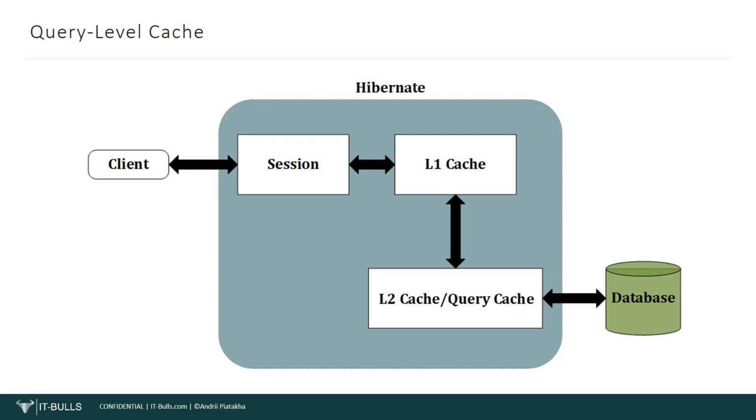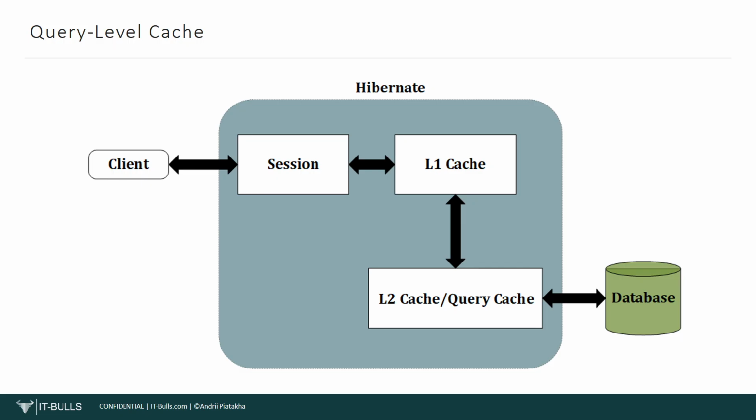Let's now talk about query-level cache. The query cache can be configured in Hibernate. The query cache is responsible for caching the results of queries. Note that the query cache doesn't cache the state of the actual entities in the result set. It caches only identifier values and results of value type. So the query cache should always be used in conjunction with second-level cache.